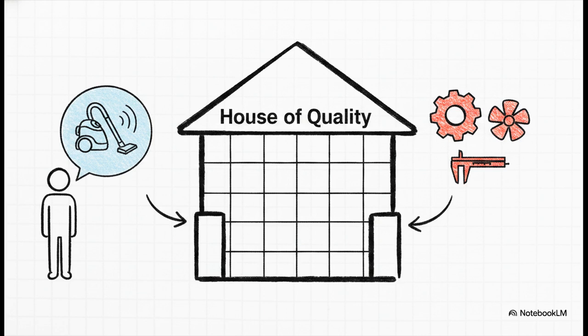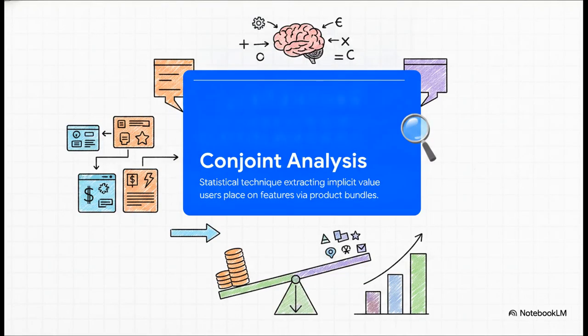Imagine a customer saying, I want a really quiet vacuum cleaner, right? QFD takes that vague desire and translates it directly into specific motor RPMs, blade designs, and acoustic insulation metrics for the engineering team. And then we have conjoint analysis, which is just a brilliant statistical technique.